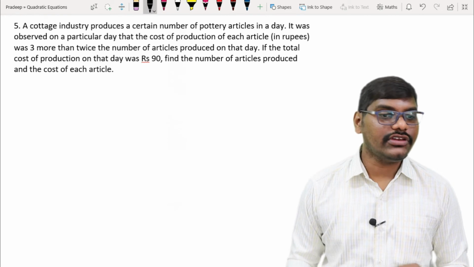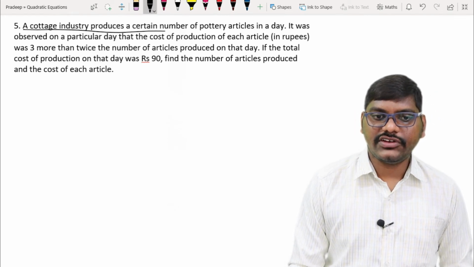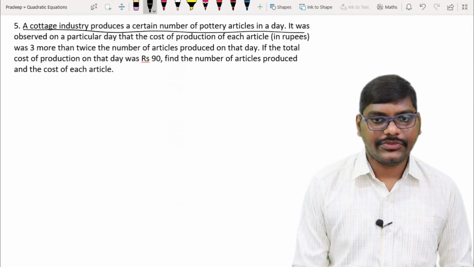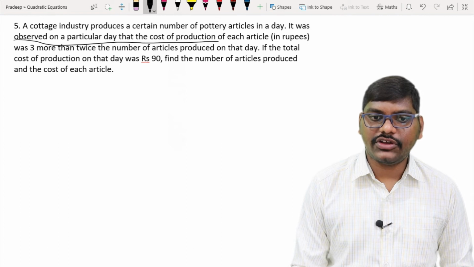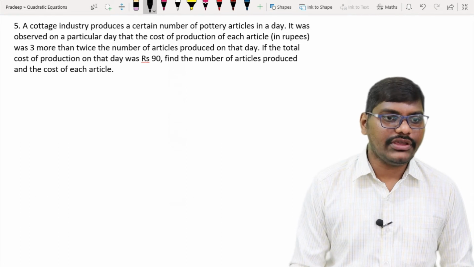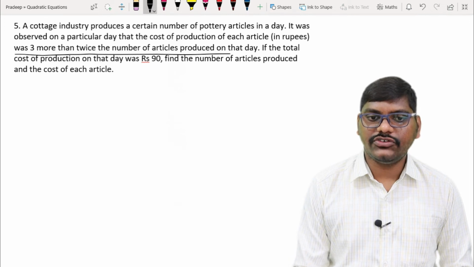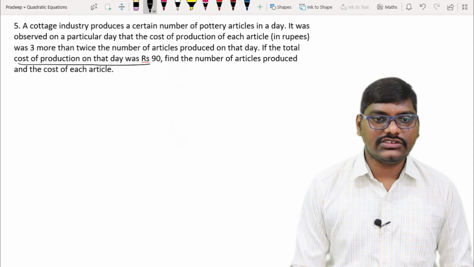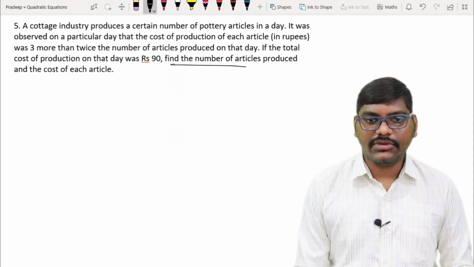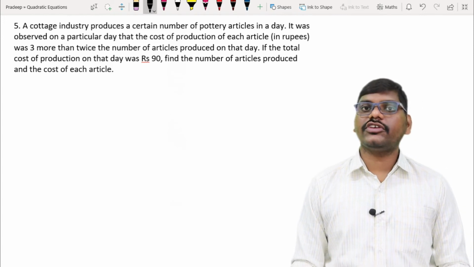Let's see the fifth question. A question says, a cottage industry produces a certain number of pottery articles in a day. It was observed on a particular day that the cost of production of each article in rupees was 3 more than twice the number of articles produced on that day. If the total cost of production on that day was rupees 90, find the number of articles produced and the cost of each article. So this is the question.